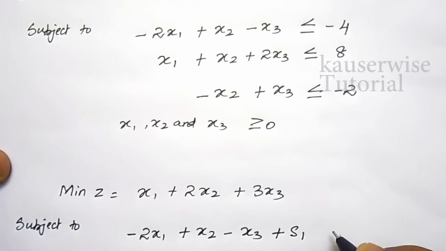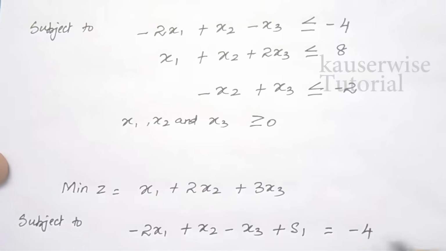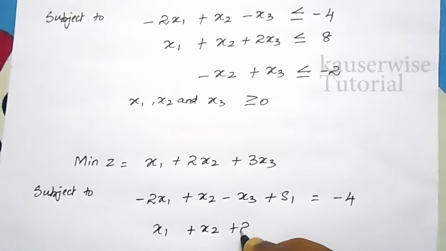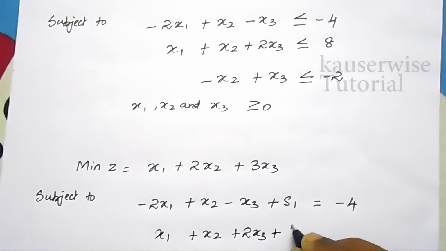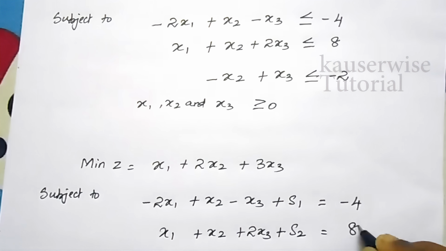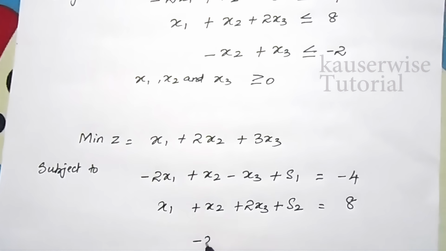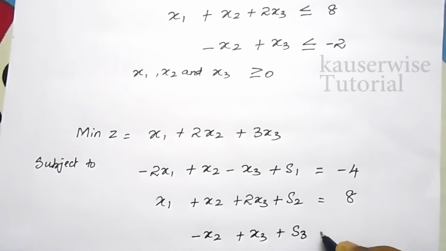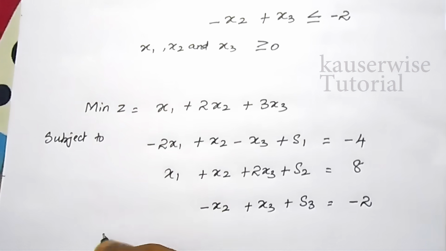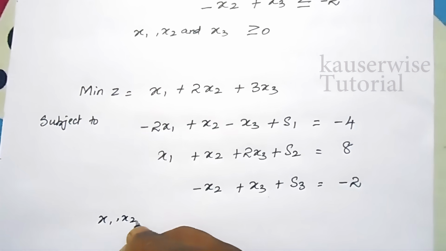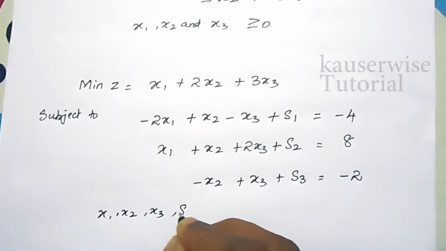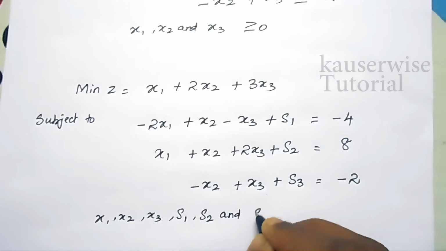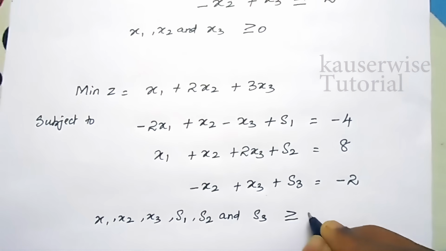Plus s1 is equal to minus 4. Second equation: x1 plus x2 plus 2x3 plus slack variable 2 is equal to 8. Third one: minus x2 plus x3 plus slack variable 3 equals minus 2. So x1, x2, x3, S1, S2 and S3 are greater than or equal to 0.